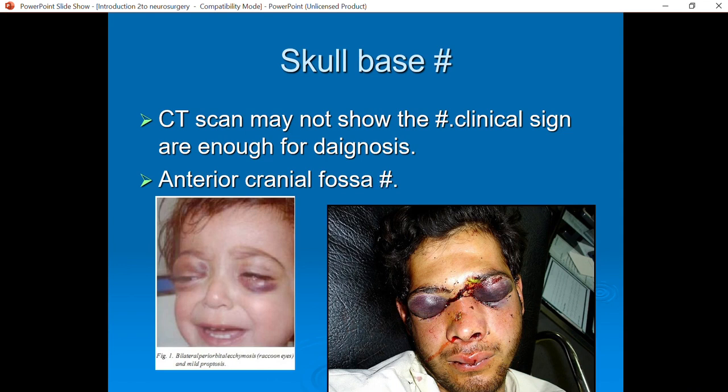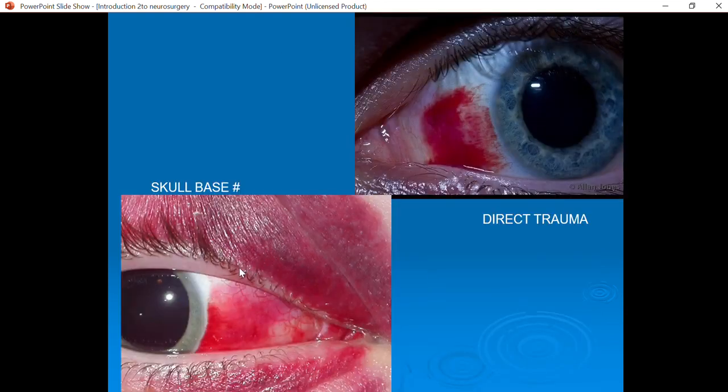We usually ask you to mention 3 or 4 signs of anterior skull base fracture or the middle skull base fracture. The anterior skull base fracture signs are, as you can see here, raccoon eyes, subconjunctival hemorrhage, which is unlimited, and this is to differentiate it from the subconjunctival hemorrhage due to direct trauma. And here, as you can see, it's limited.